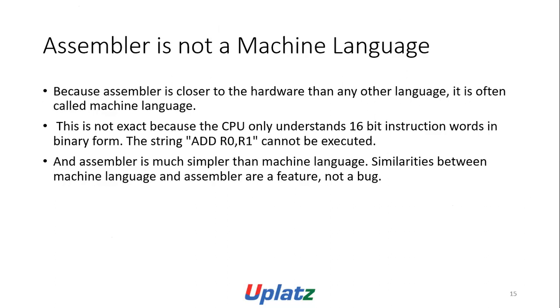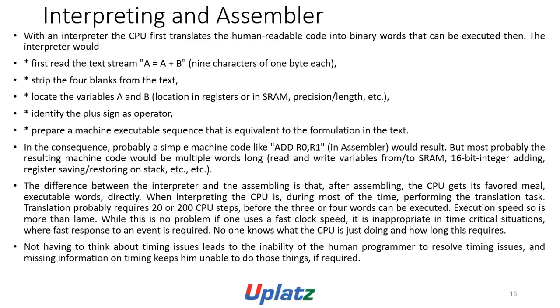Assembly is not machine language, although assembly is closer to the hardware than any other language and is often called machine language. This is not exact, because the CPU only understands 16-bit instruction words in binary form. The string add R0, R1 cannot be executed, and assembly is much simpler than machine language. Similarities between machine language and assemblers are features, not a bug.